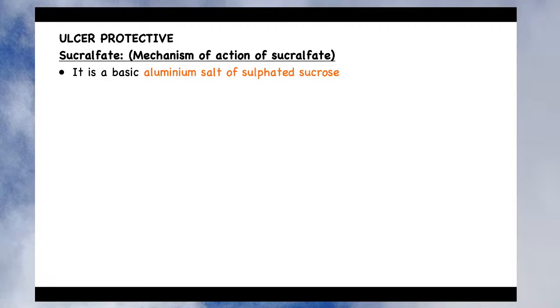So Sucralfate, if you see its chemical structure, is the basic aluminum salt of sulfated sucrose. When Sucralfate comes in contact with low pH, obviously when there is excessive secretion of acid, the pH in the body is less than 4. When it comes in contact with a pH less than 4, it polymerizes by cross-linking of its own molecules.